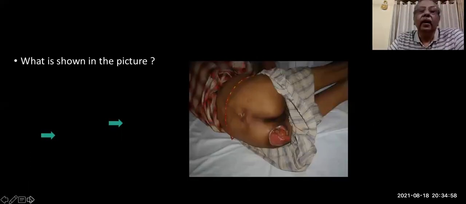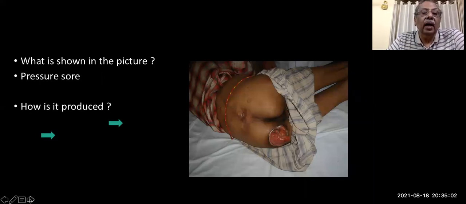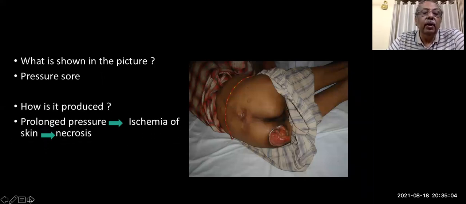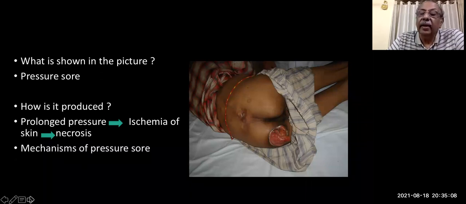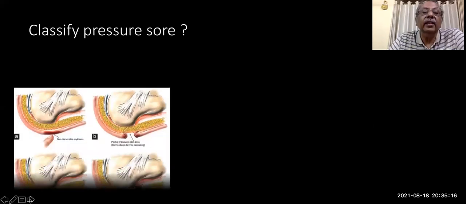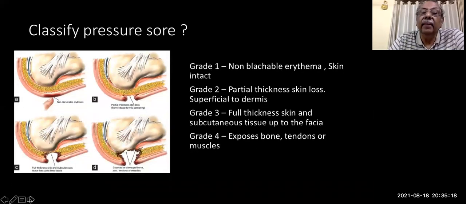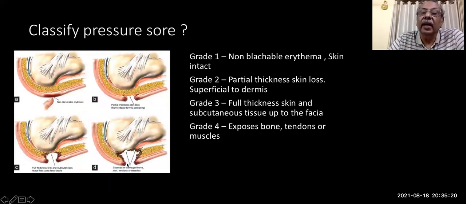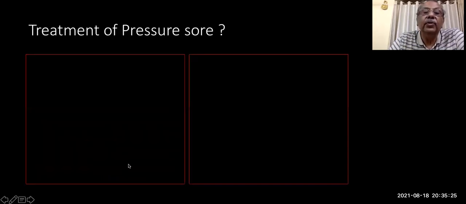Okay. Then pressure sore may be there. How is it produced? Prolonged pressure leads to ischemia and necrosis. What is the mechanism? Mechanism is prolonged compression, shear, and friction. Then classification of pressure sores you should study. These are the ones, grade 1, grade 2, grade 3, and grade 4. These are available in textbooks.